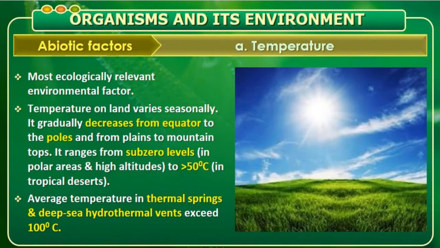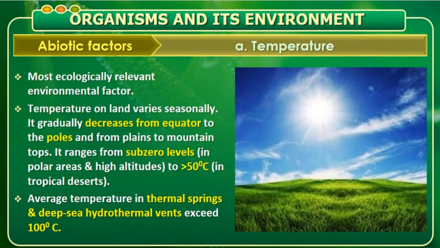So, coming to the abiotic factors, the first abiotic factor we are learning is temperature. In this picture, there is the sparkling light of the sunlight, which tells us the temperature is too high. Usually the most ecologically relevant environmental factor, the important factor, is temperature.